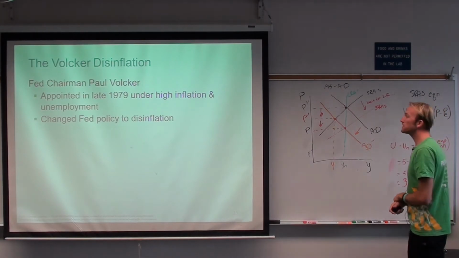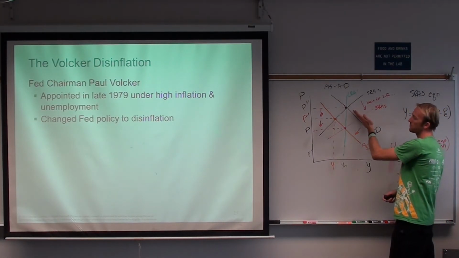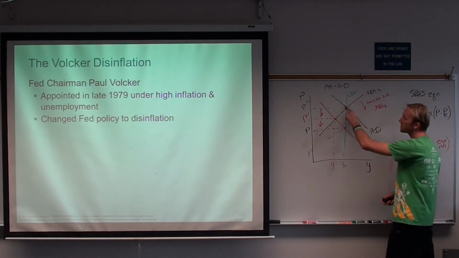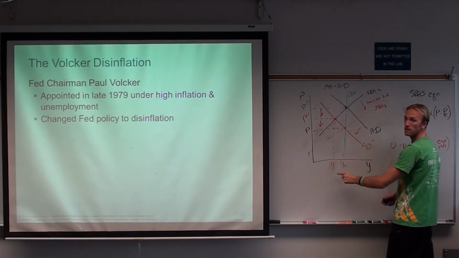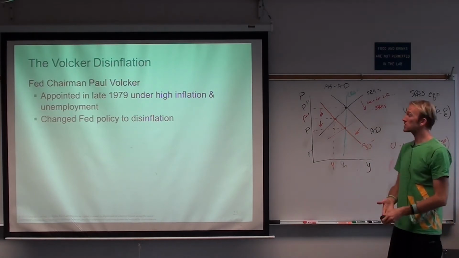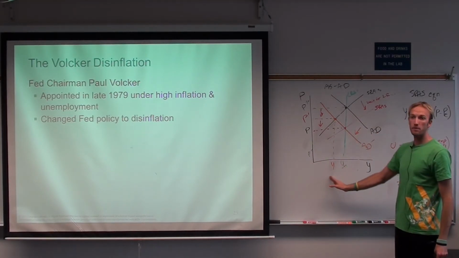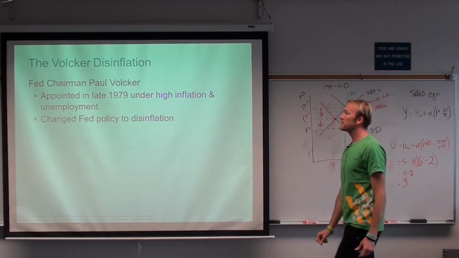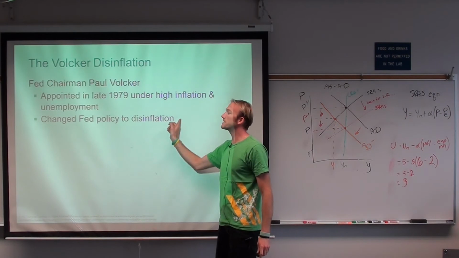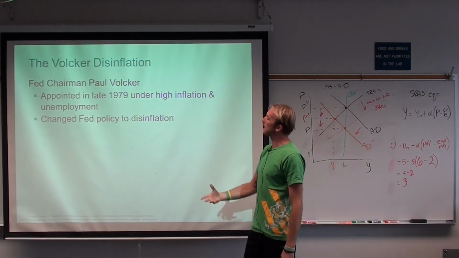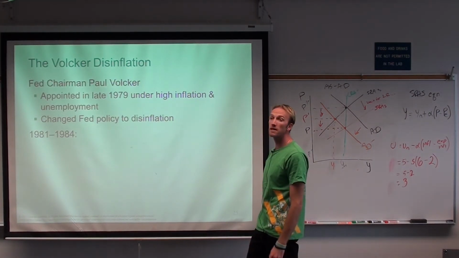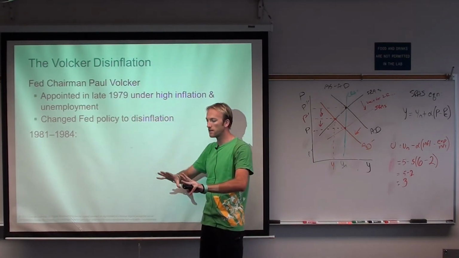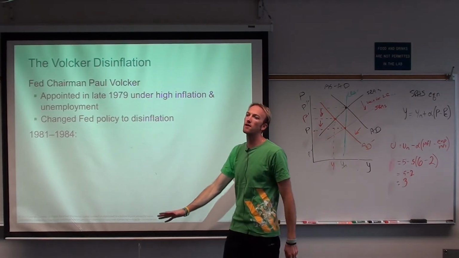Because what does he have to do? What is his job right now? It's to bring the AD curve down, right? Which is going to bring us from this point to this point. We already have high unemployment, so when he brings the AD curve down, output's going to fall. That's going to make the unemployment problem even worse, right? Okay? So he's like, okay, I'm going to change the Fed policy to disinflation, right? We're going to take money out of the economy. Okay, so from 1981 to 1984, he comes in 1979. He just tries to get everything in place in 1980, and by 1981, he's on it.